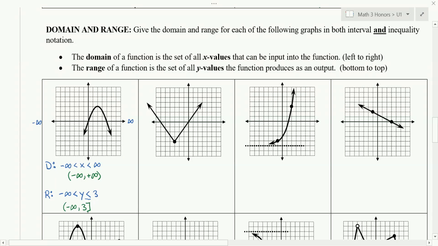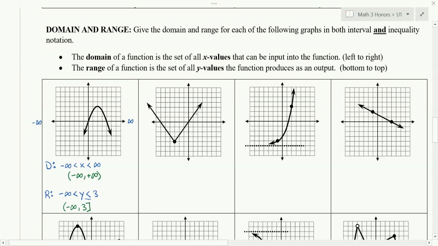Why do you think I'd put bracket with the 3 and parentheses with everything else? Because we have that equal sign. And we have to distinguish, is it equal to it or is it not? And so the notation is, if we have that equal, we're going to use a bracket. If it's just a less than, then we'll use parentheses. Why don't I use an equal sign on infinity? You'll never get there, right? It's not a number, it's an idea, you can never reach it.